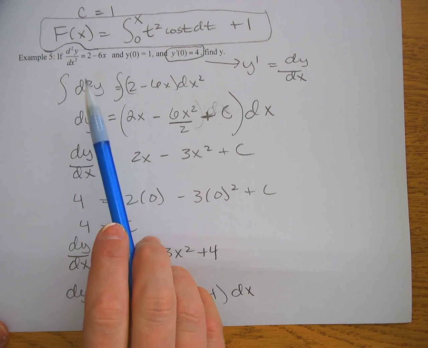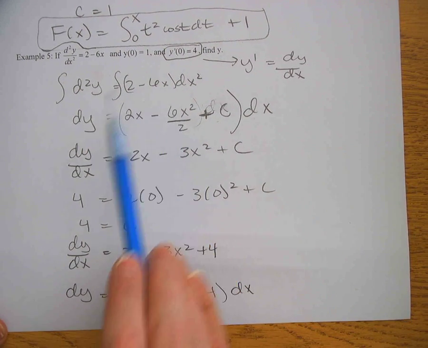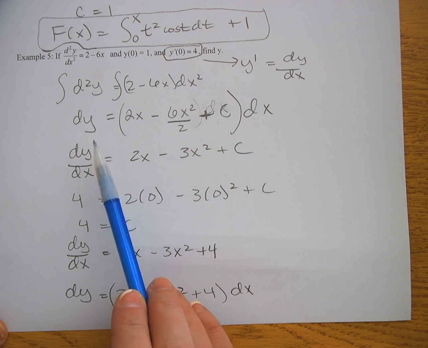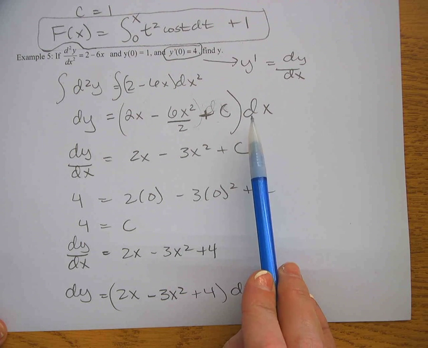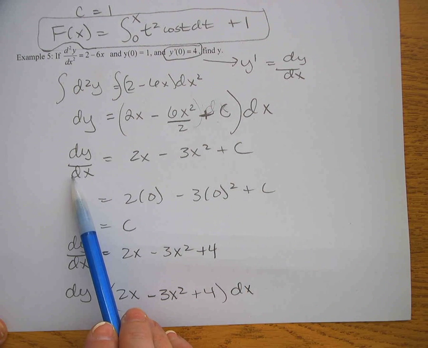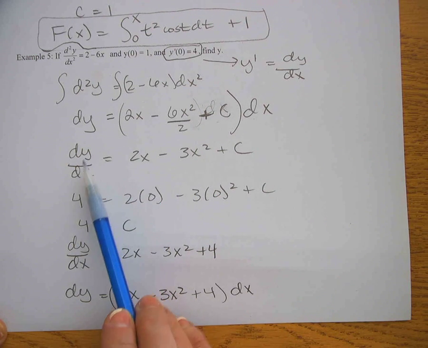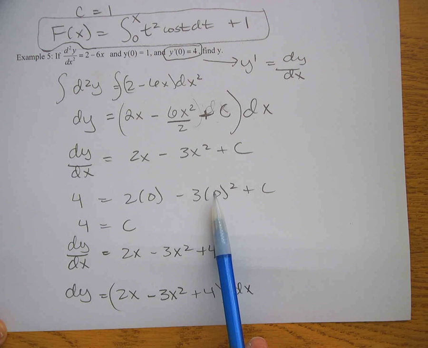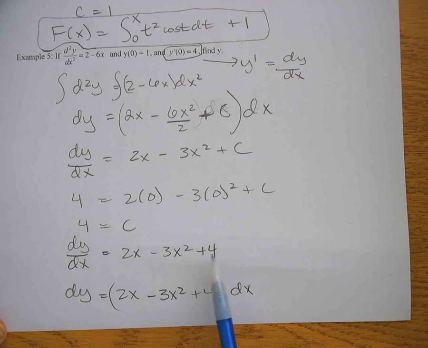So I separated my variables up here, but they were double derivatives. When I took the antiderivatives of them, I got single derivatives. Then in order to solve for the constant for the first derivative, I put the dx back over here because that's the same as y prime. So that is equal to 4 when x is equal to 0. Solve for c.